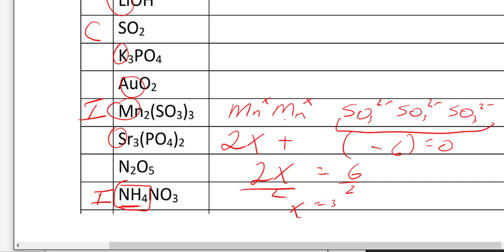ions is 3. So the name of this compound, and I'm going to put it right up here, is it's not magnesium, it's Mn, manganese. Manganese 3 sulfite. Okay, enjoy completing the rest of the worksheet.